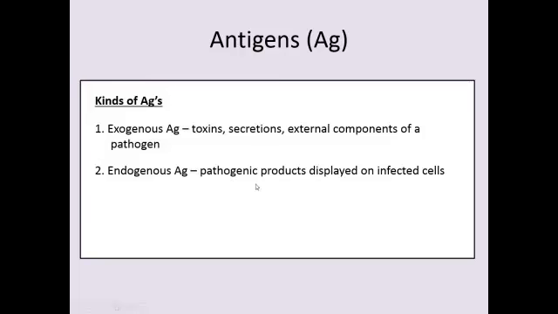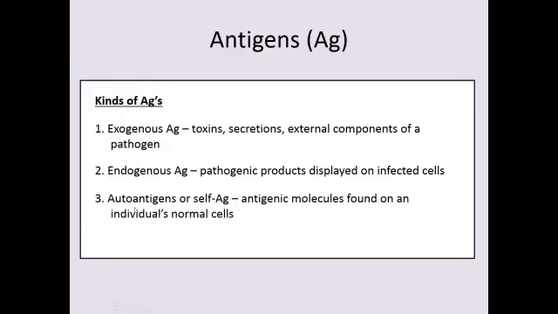These are pathogenic products that are displayed on infected cells. So if I get a virus inside of a cell, as that cell makes viral products, it's going to display it on its outside. And we consider that to be endogenous antigens because they arose from the inside of the host cell. And then lastly, we have autoantigens, also called self-antigens. These are antigenic molecules that are found on an individual's normal cells.